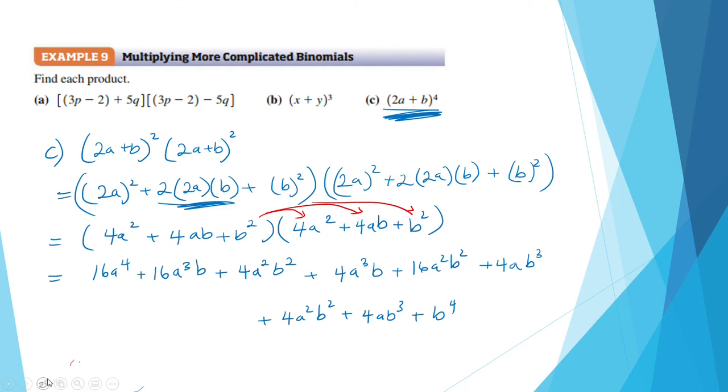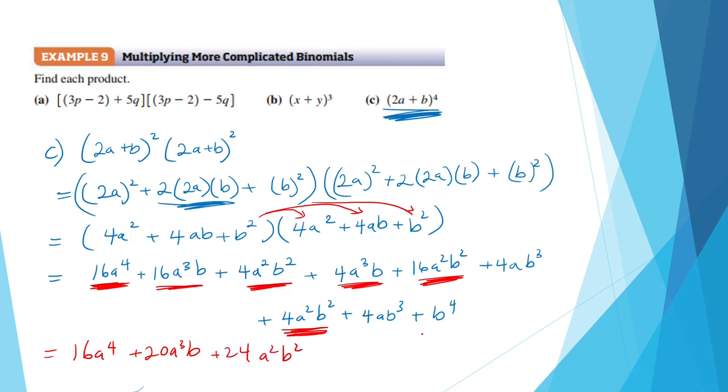A difficult problem, but we can do it. We just gotta take our time. Let's collect like terms now. I'm going to start underlining so I don't forget anything. We have 16a to the 4th. There's no other a to the 4th, so we'll copy that down. 16a cubed b can be added with 4a cubed b. That gives me 20a cubed b. 4a squared b squared can be added with 4a squared b squared and 16a squared b squared. That gives me 24a squared b squared.